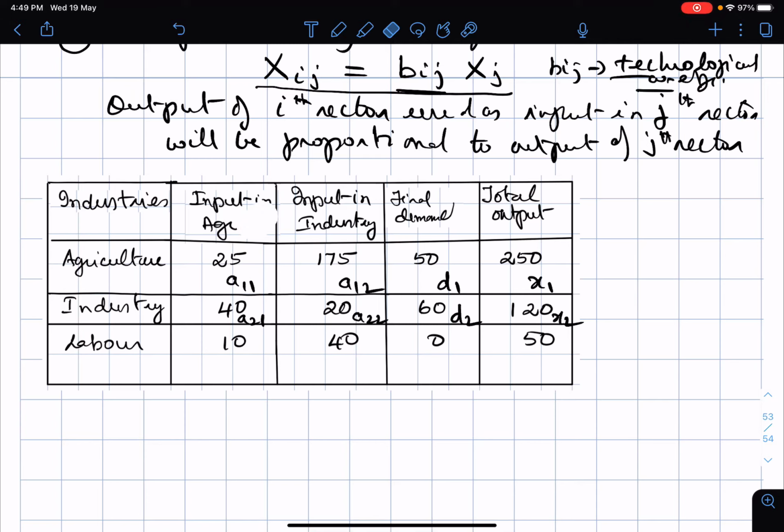First sector is going to be your agri. This is your first sector and this is your second sector. Similarly, when you come to this 175, it is output from the first sector used as input in the second sector. Second sector is your industry. Okay, and this is the demand, final demand, that is got from your output. Okay, and these three constitute your total output.